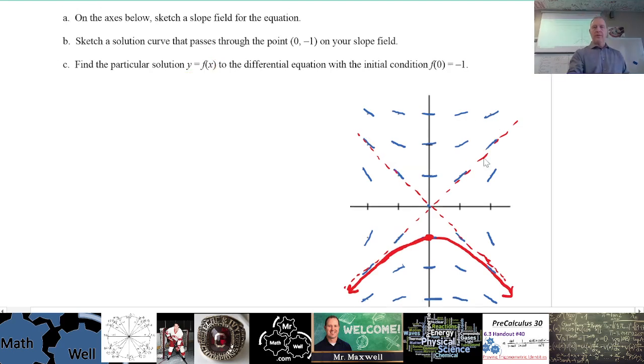All right, so for letter C, if you haven't learned about separable differential equations, then you're going to want to watch the video on separable differential equations. But there's a little bit of a twist on how to find this actual particular solution, doing it mathematically. So we've sketched what the particular solution looks like here, but to find it mathematically, it looks like this.